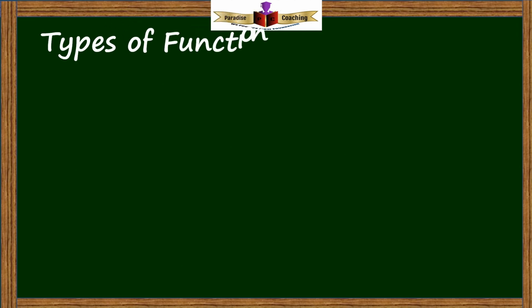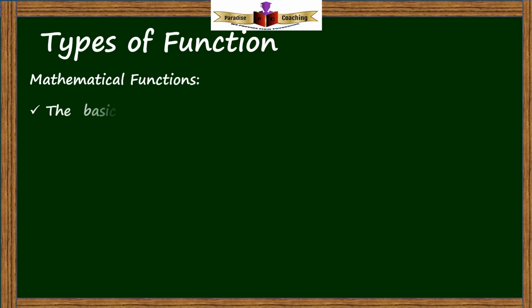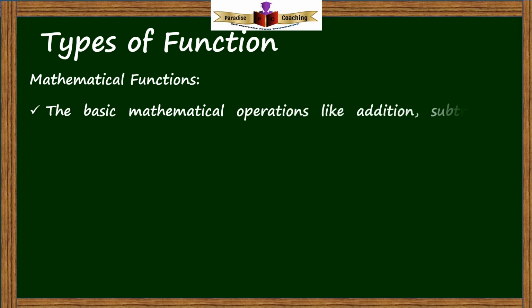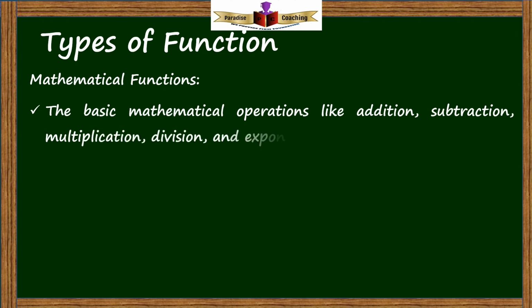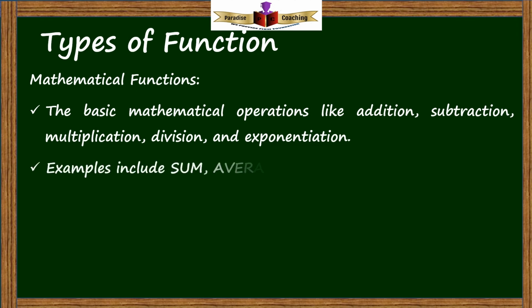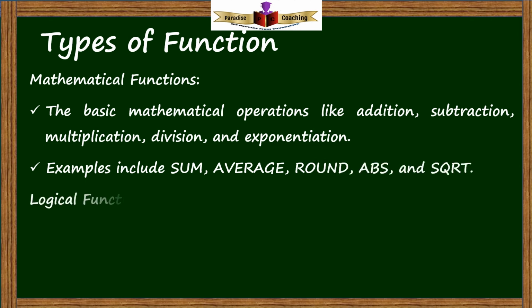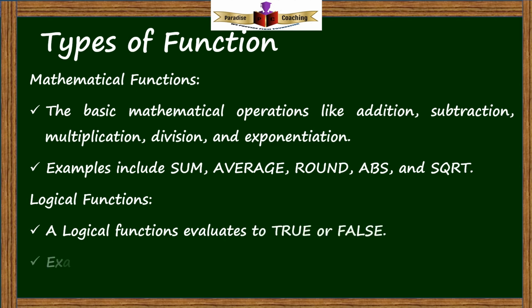Types of functions. Mathematical functions perform the basic mathematical operations like addition, subtraction, multiplication, division, and exponentiation. Examples include sum, average, round, ABS, and SQRT. Logical functions. A logical function evaluates to true or false. Examples include if, and, or, not, and if error.